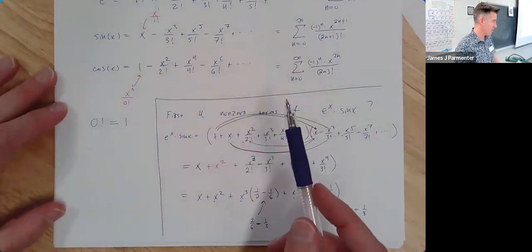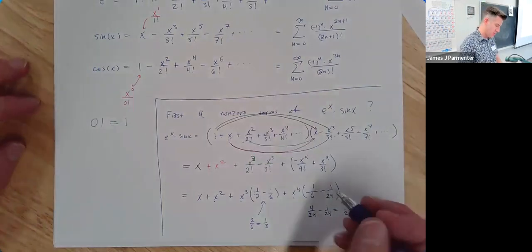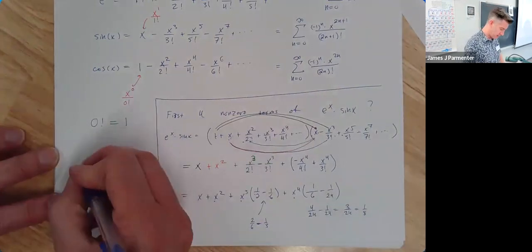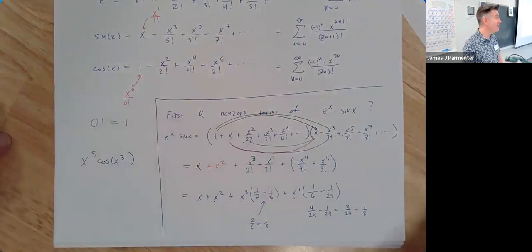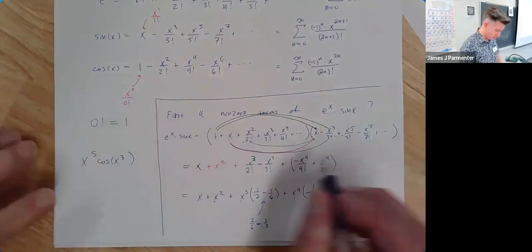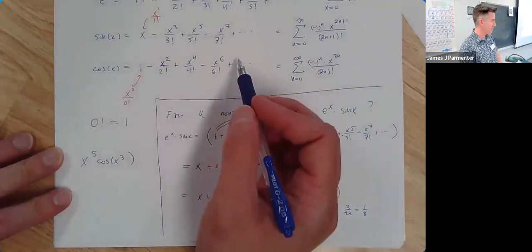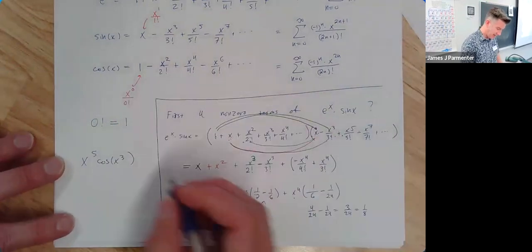a couple others we'll talk about next time, because someone's going to ask you, what's the standard polynomial for x to the 5th times cosine of x cubed? And it's going to be easy if you know what to do. You're going to say, great, throw in an x cubed for each of those x's, multiply the whole thing by x to the 5th. So I could do it super easily.